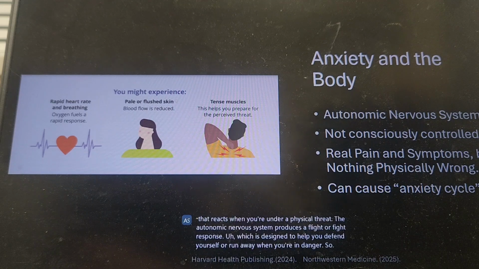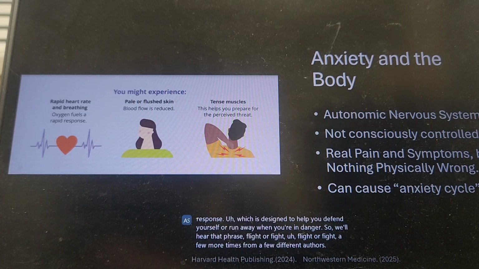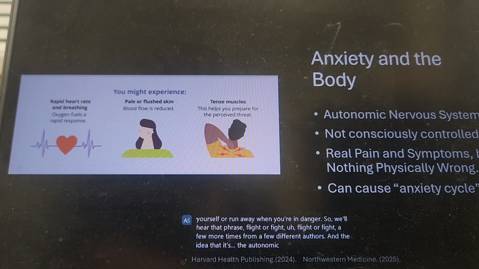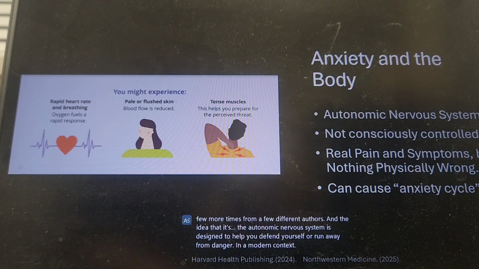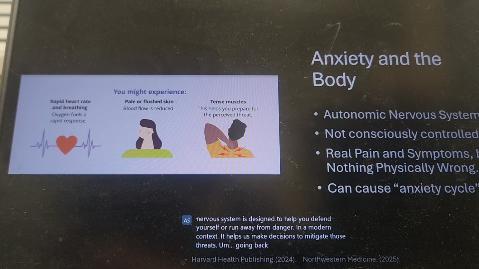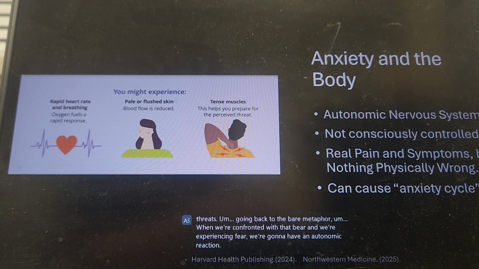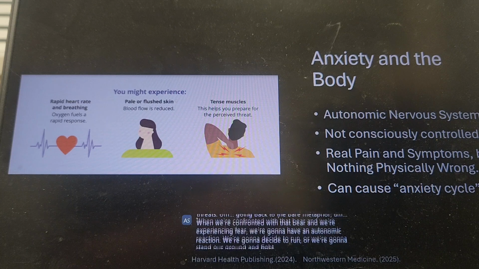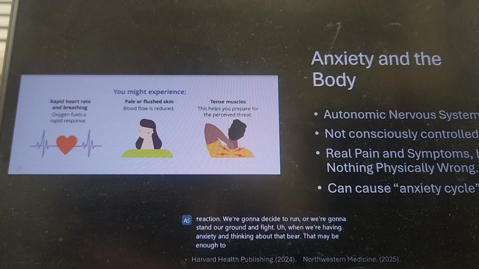So we'll hear that phrase flight or fight a few more times from a few different authors. And the idea that the autonomic nervous system is designed to help you defend yourself or run away from danger, in a modern context, it helps us make decisions to mitigate those threats. Going back to the bear metaphor, when we're confronted with that bear and we're experiencing fear, we're going to have an autonomic reaction. We're going to decide to run, or we're going to stand our ground and fight. When we're having anxiety and thinking about that bear, that may be enough to start to trigger this autonomic nervous system and start to feel these physical symptoms.